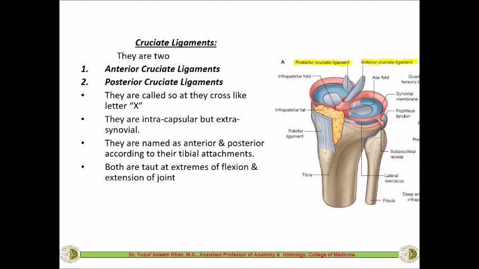Both are very important ligaments, as I said, because they become taut at extreme flexion and extension of the joint. This joint is very unstable, because the tibia is almost flat, so the condyles can easily slip. To prevent this slipping, especially in extreme movement, these two ligaments prevent extreme movements like extreme extension as well as extreme flexion of the knee joint. These ligaments actually develop from the posterior part of the primitive intercondylar septum.